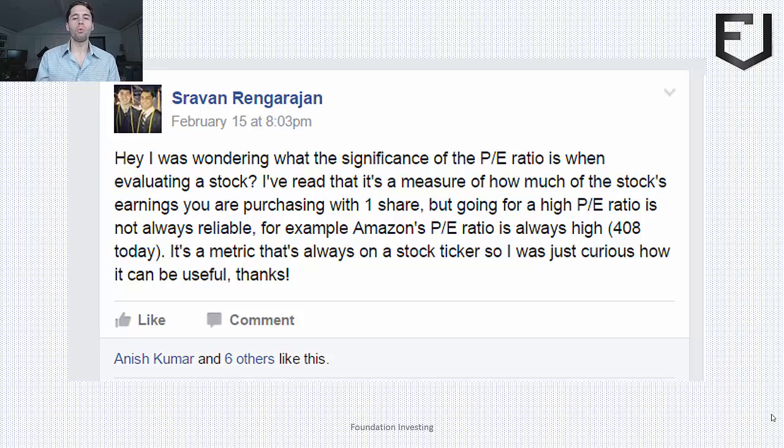Anyway, hey, I was wondering what the significance of the PE ratio is when evaluating a stock. Great question. I've read that it's a measure of how much of the stock's earnings you're purchasing with one share, but going for a high PE ratio is not always reliable. For example, Amazon PE ratio is always high, 408 today. It's a metric that's always on a stock ticker, so just curious how it can be useful. Thanks. Well, Shaveen, really appreciate you asking that question, and I hope you learned something from this presentation.